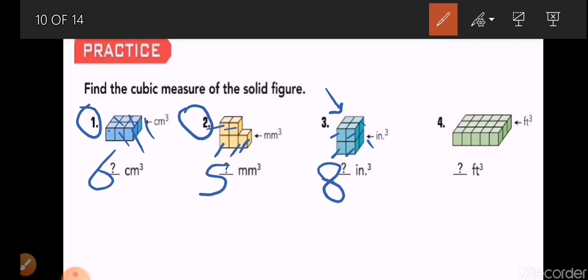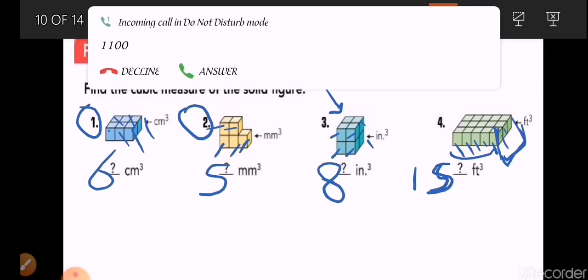And this one, how many do I have? Do I need to count one by one, or is it easier to say 1, 2, 3, 4, 5? Yes. And here on this side I have what? 1, 2, 3. 3 times 5, they are 15. So I multiplied the length by the width, which gives me how many we have here, because the height is just 1.